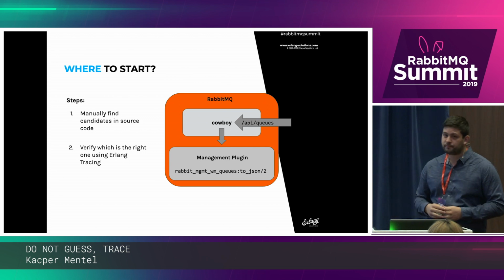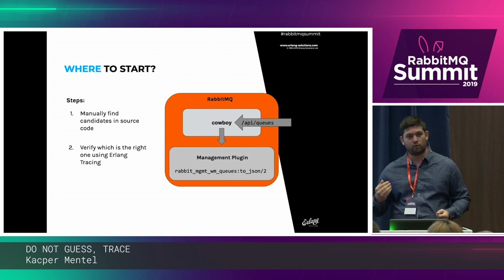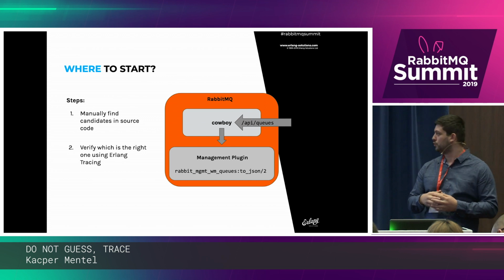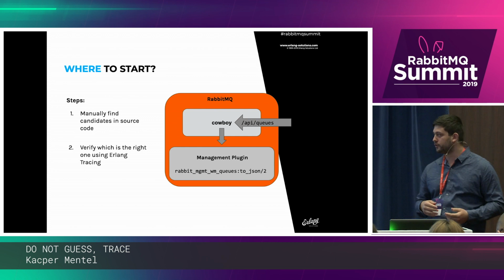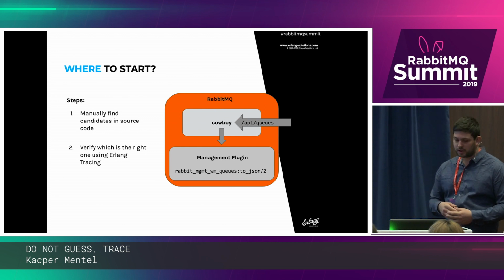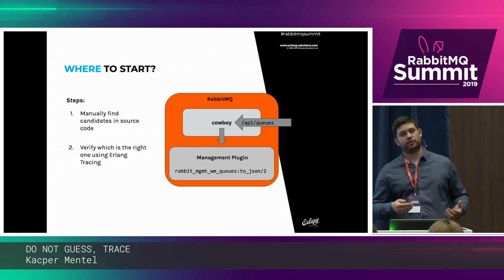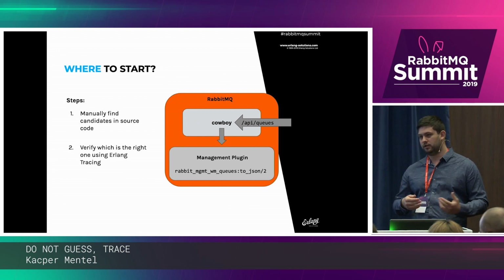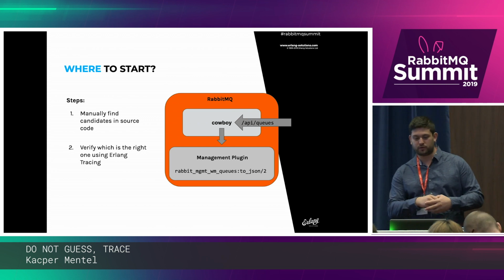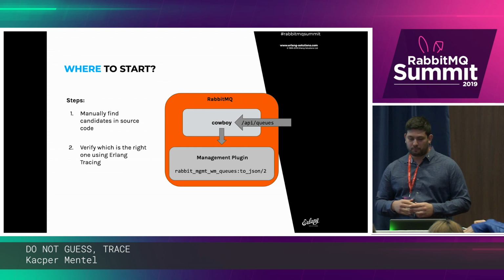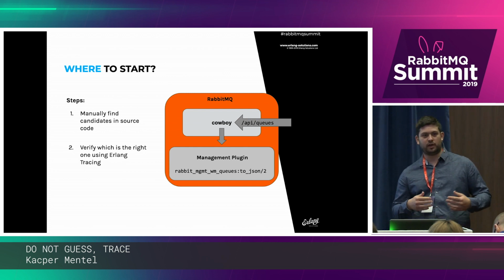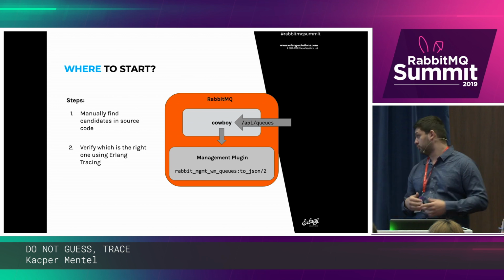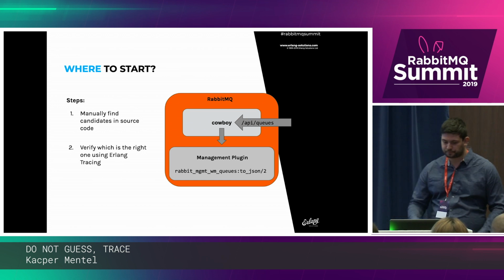In the diagram, you can see the flow. So a request to /api/queues comes in. It is handled by Cowboy, which in turn calls the to_json callback, where the actual business logic resides. So in our case, it was just gathering data about the queues. But that was only a hypothesis that we had to confirm, and we did that using Erlang tracing.